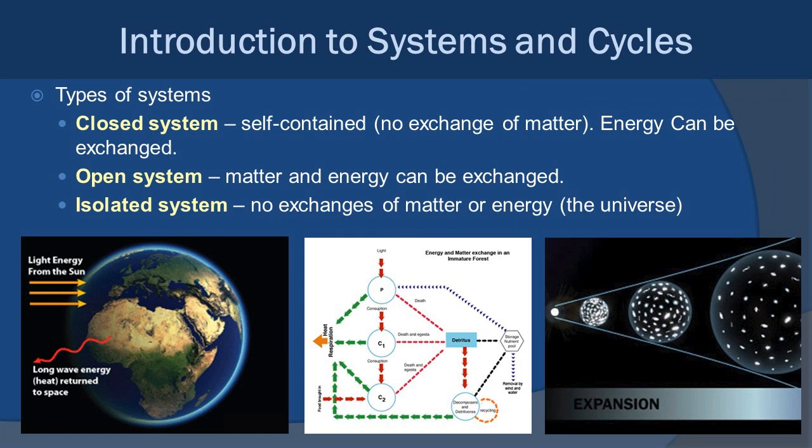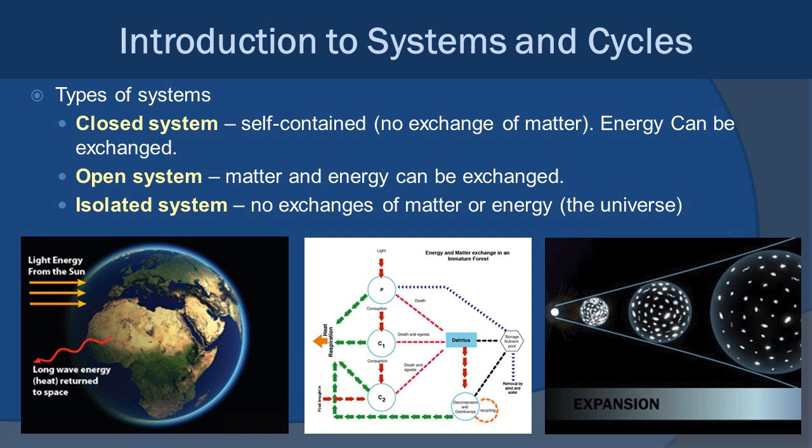Okay, so there's three types of systems that we can talk about: closed, open, and isolated systems. I'm going to start with the center picture and open systems. Open systems basically means matter and energy exchange in and out of the system all the time. Most ecosystems are like this. The center diagram is basically showing flow within a forest system, and you have matter and energy coming in and out of it all the time.